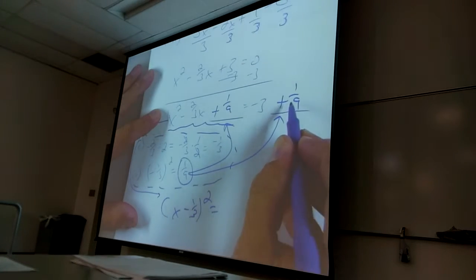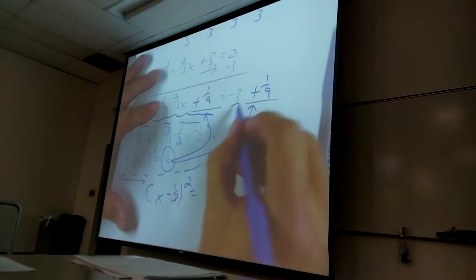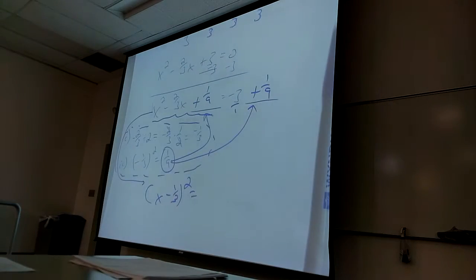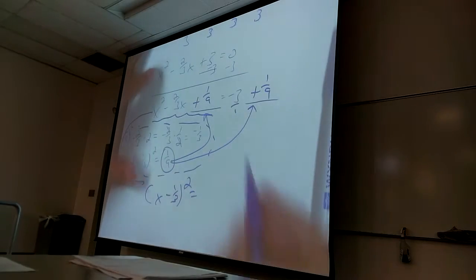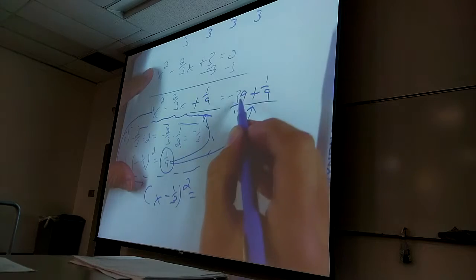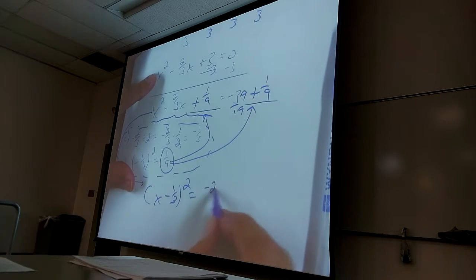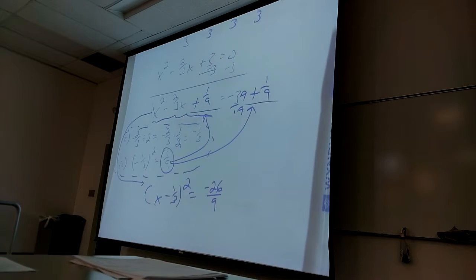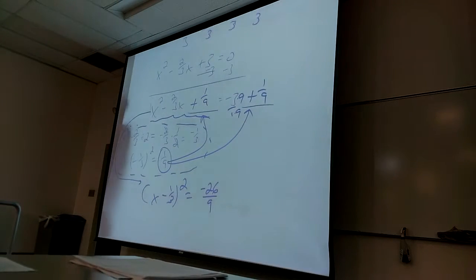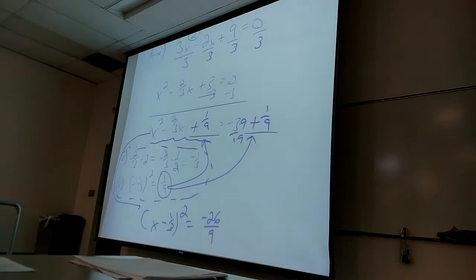Now what do I have to do on this side? LCD. Multiply by 9. So you get negative 27 plus 1. Alright, let me stop there for a second. Here's the whole problem so far. We're not done, obviously.